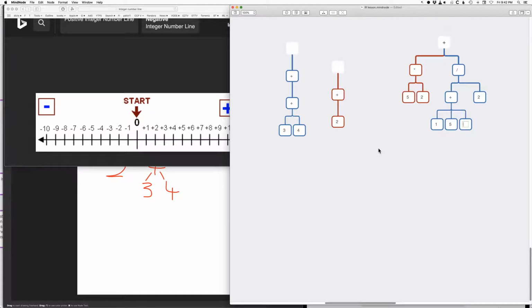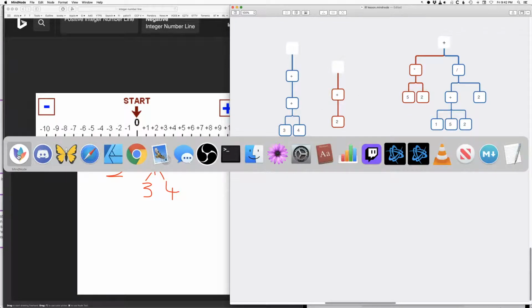So I'm just gonna put an extra 2 here and have a third child under the plus. Cool. The tree is really easy and doesn't matter. Okay, now go ahead.